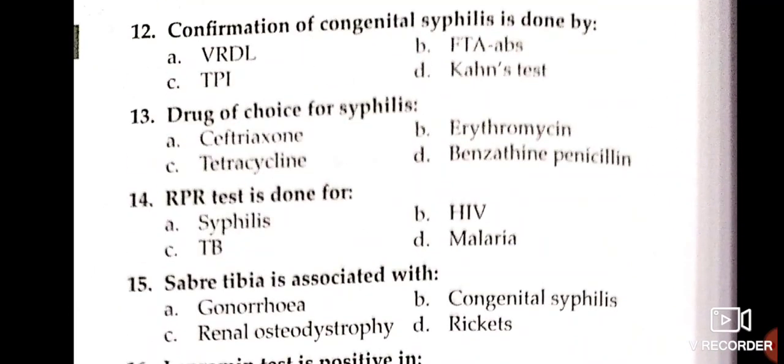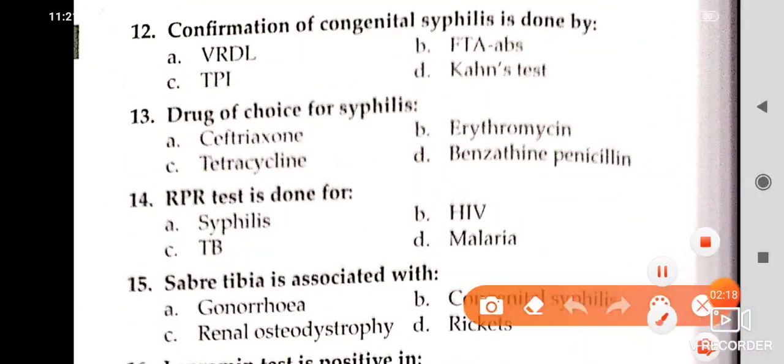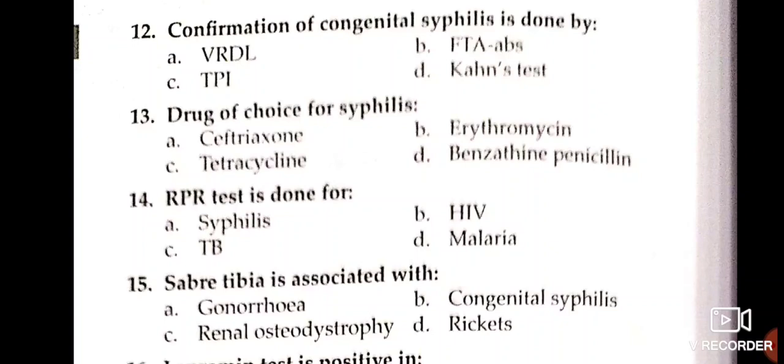Now, confirmation of congenital syphilis is done by FTA-ABS. Drug of choice for syphilis is benzathine penicillin. RPR test is done for syphilis. Saber tibia is associated with congenital syphilis. Okay.